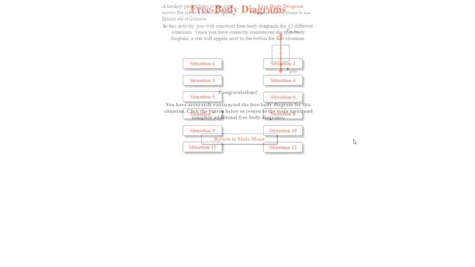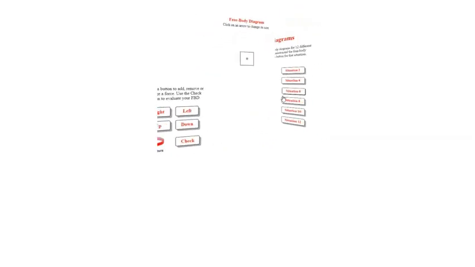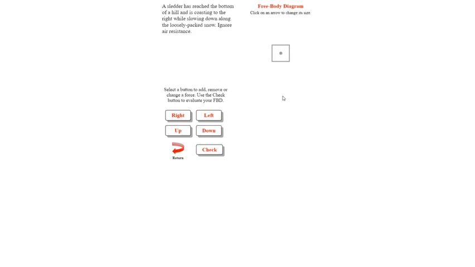So I'm going to go ahead and return to the main menu. I've got the first one there. I'm going to jump down and see if I can find a harder one here. This is a little bit harder just because I think friction might take a role in here. Let's go ahead and start.